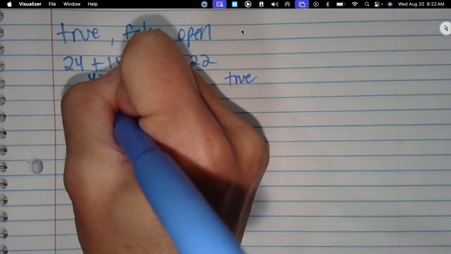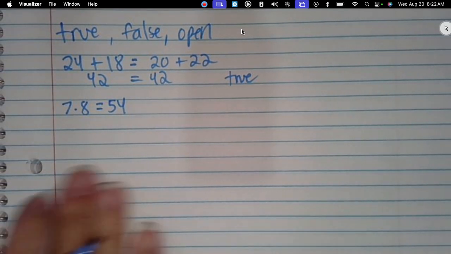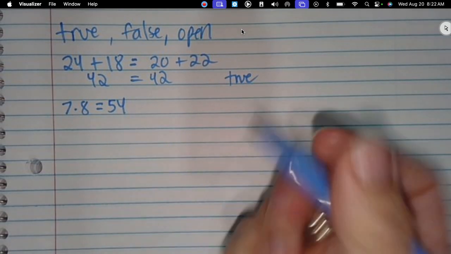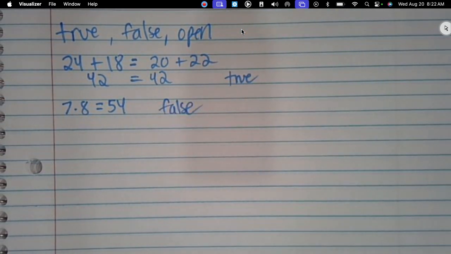7 times 8 is 54. Is it true, false, or open? False. What is 7 times 8? 56. Okay, if you weren't good at mental math, you're using your calculator to check yourself. But does everybody understand why this one is false? It doesn't equal. Okay, that's a false statement.